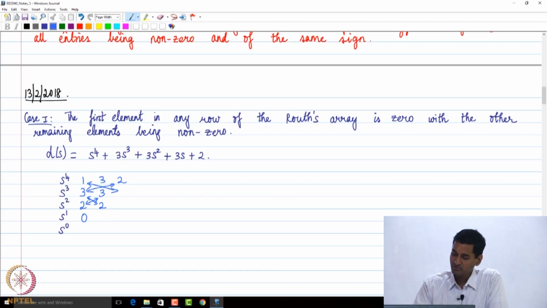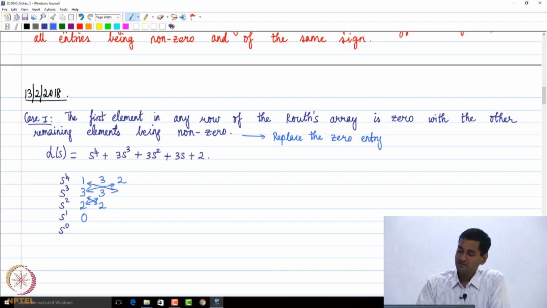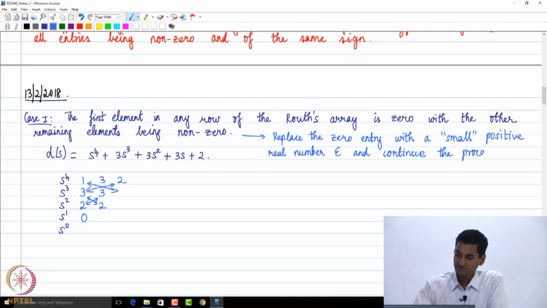The procedure to follow is the following. Replace the 0 entry with a small positive real number epsilon, and continue the process.